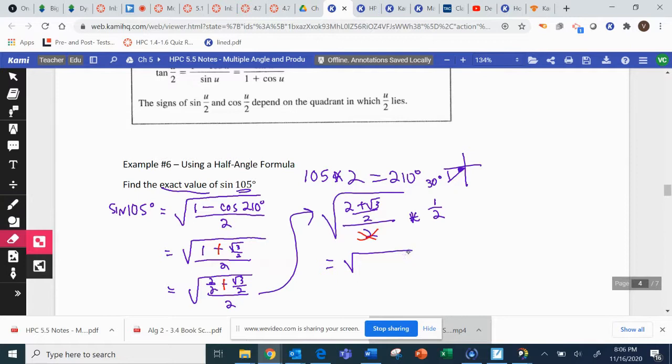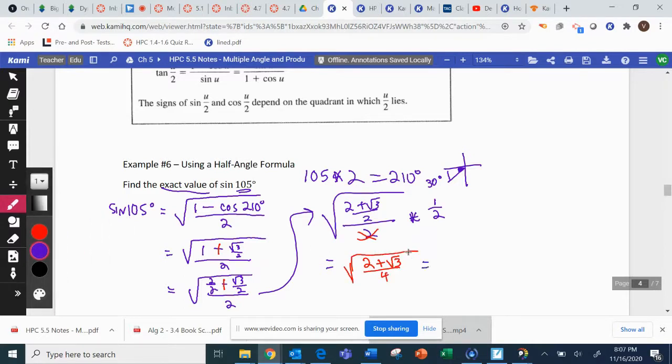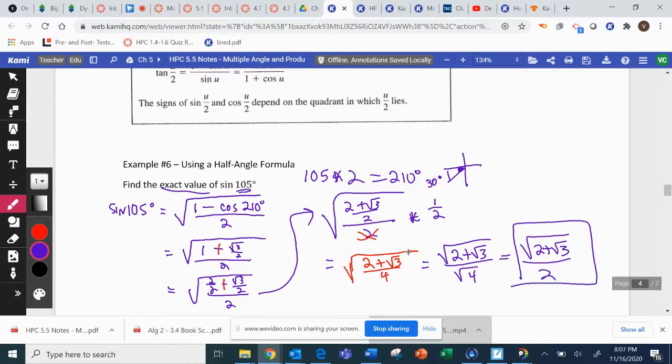Okay, so one more time. If I multiply by 1/2, I'm going to get 2 plus square root 3 over 4, and this whole thing is in a square root. So if it's all in a square root, I'm going to separate that into square root 2 plus square root 3 over square root 4, which gives me square root 2 plus square root 3 all over 2. There we go. Finally got it.